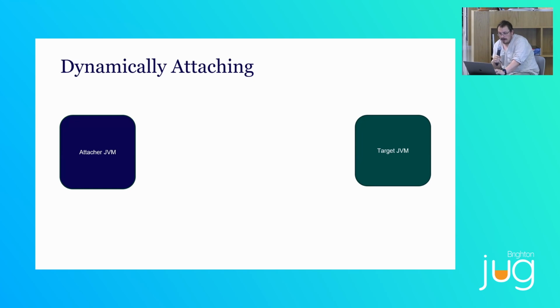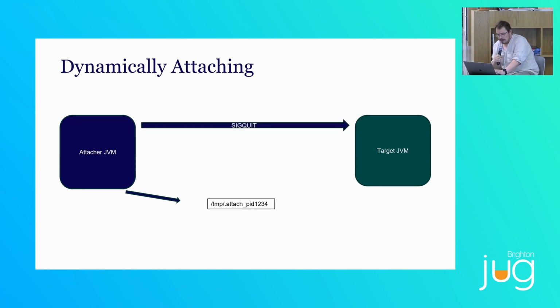So the attacher JVM creates a file under /tmp called .attach_pid followed by the process ID of the process that you're targeting. Then you send a SIGQUIT signal, which is a termination signal, to that process. This has to be done by the same user: the target and attacher JVM have to be of the same user. You can't be doing this from a different user, which is one of the main security controls that are in place. Because you can't just do this to any JVM on the system that you're on. You have to be the same user.